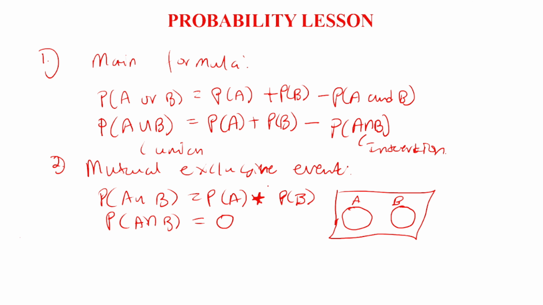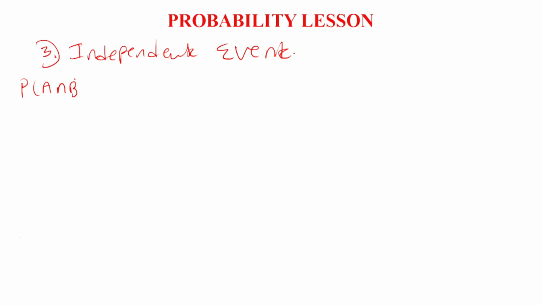Now the third thing that we need to know is independent events. These are events that are independent from each other. If they ask you to prove that an event is independent or not, you are going to say the probability of A and B occurring is given by the probability of A times the probability of B. Please take note here, times, not plus.